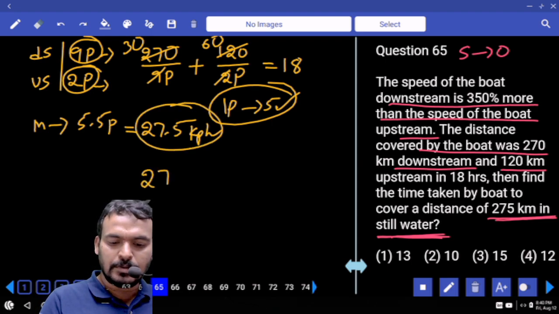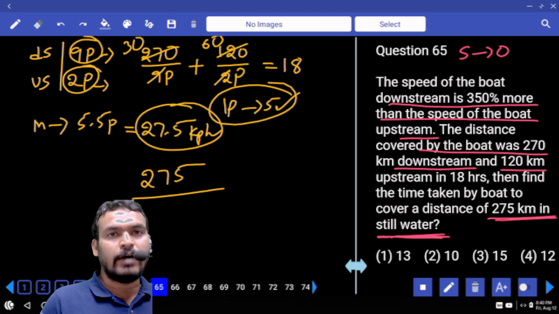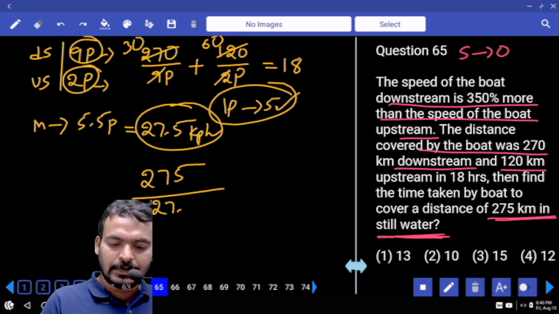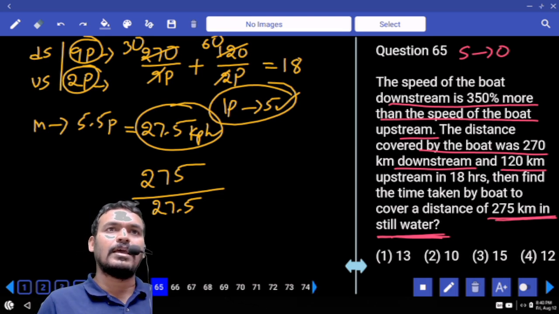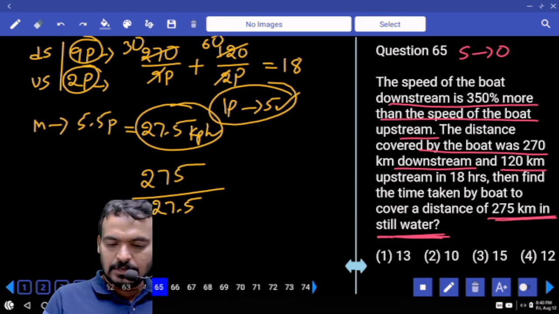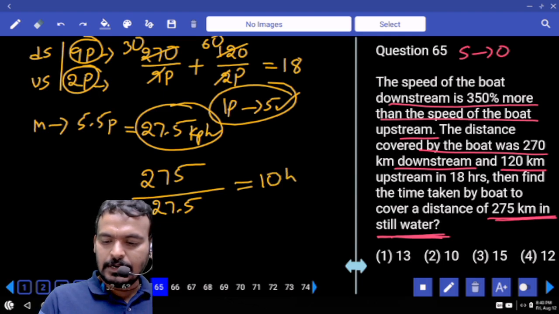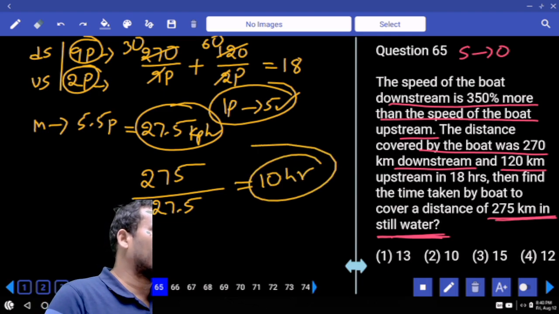And the distance to cover is? 275 by 27.5. Whether we write plus 0 or minus 0, do we get the same answer or a different answer? Same answer. How many hours? 10 hours or not? Okay.